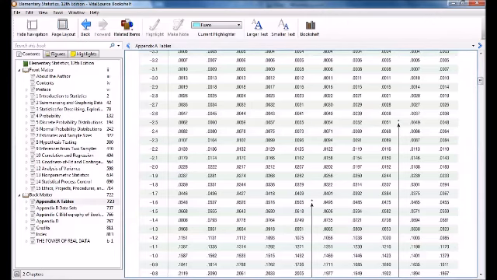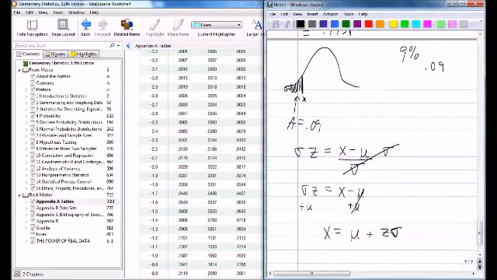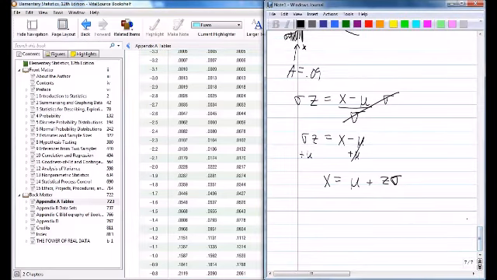So let's see, what z-score does this correspond to? Negative 1.3, that's 1, 2, 3, 4. Negative 1.34 corresponds to an area of 0.0901. And that's as close to 0.09 as we can get. So write that down, negative 1.34. Alright, so our z, right here, that's negative 1.34.